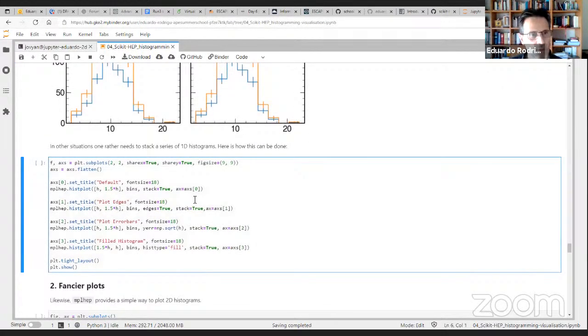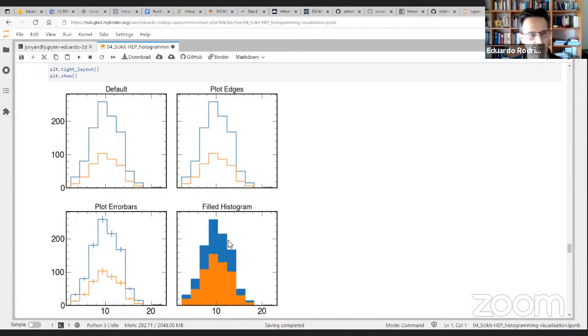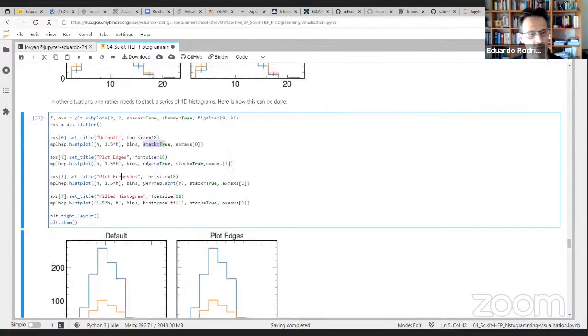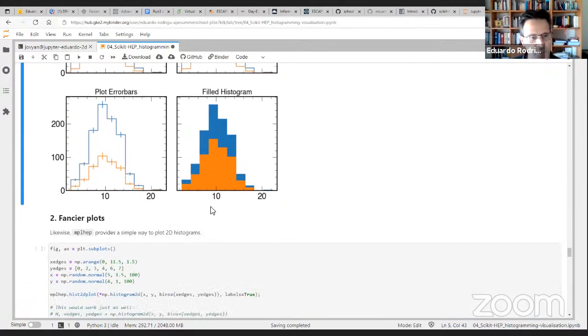And even a bit fancier, you can also stack the thing. This is just by saying stack equals true. So it's not quite the same thing as above, but the second histogram is put on top of the other one, or the preceding one, and you can multiply this.